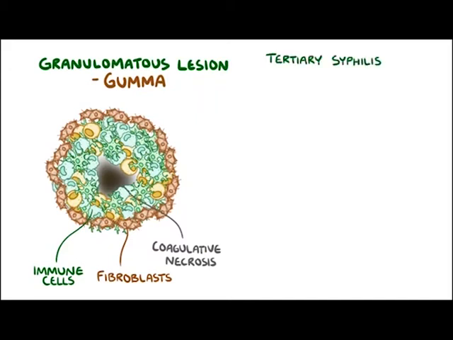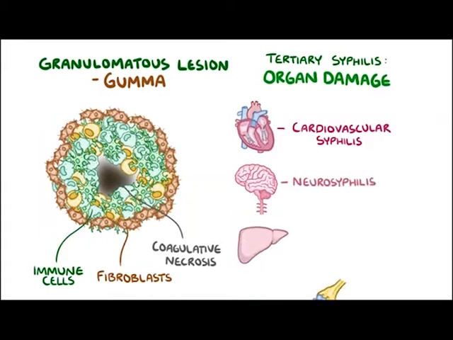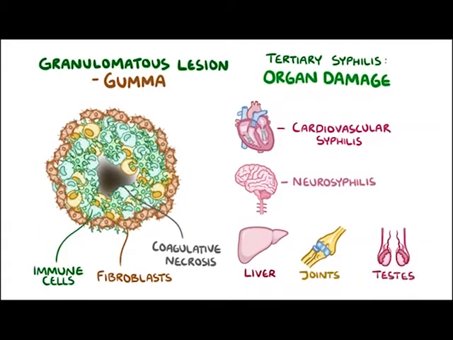In tertiary syphilis, various organs get damaged, like the heart and blood vessels, called cardiovascular syphilis, the brain and spinal cord, called neurosyphilis, and also the liver, joints, and testes, which haven't actually earned their own special names yet.